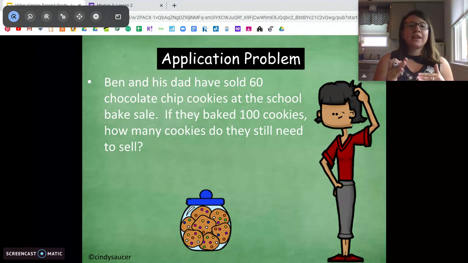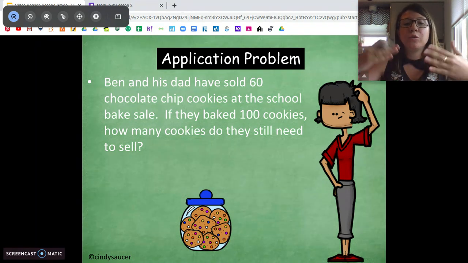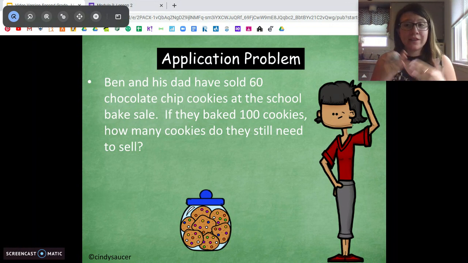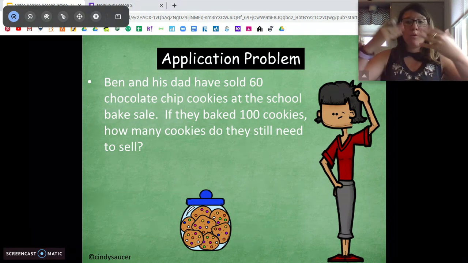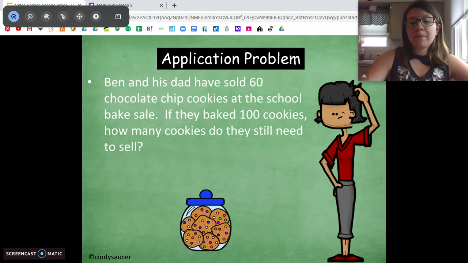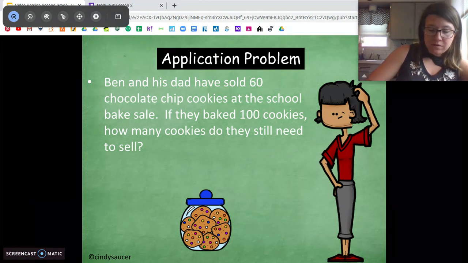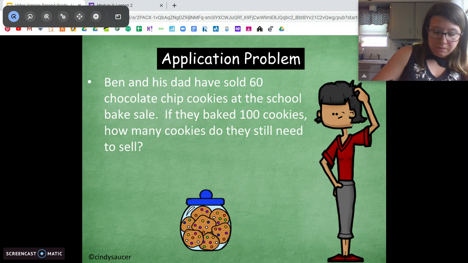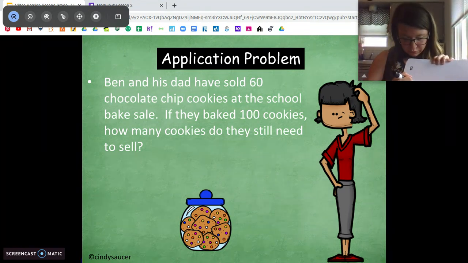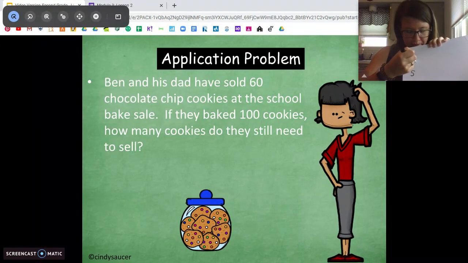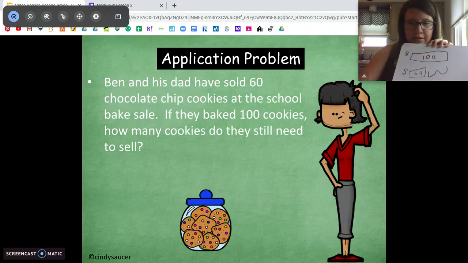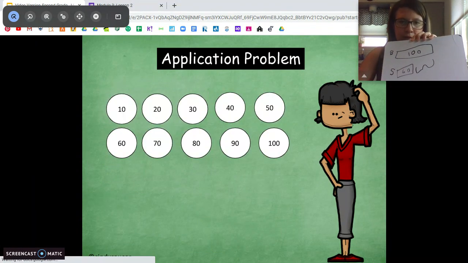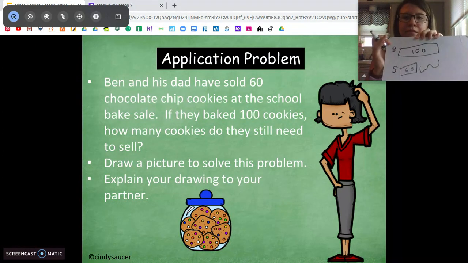Good. It's asking for how many cookies do Ben and his dad need to sell. They baked 100, they sold 60. We need to figure out how many more they need to sell. So let's set up a tape diagram for that. So I have cookies baked. I'm going to put a B. Cookies sold. I'm going to put a S. So they baked 100 cookies. And they sold how many? 60. So we need to figure out this number here, right? Okay. Go ahead and solve.